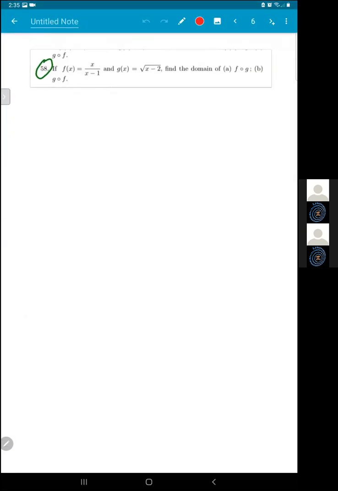Okay, for number 58, you are going to find the domain of the compositions. So for letter A, you are to find f circ g, or f of g. Okay, sulat ko ulit. So f of x is given to be x over x minus 1.